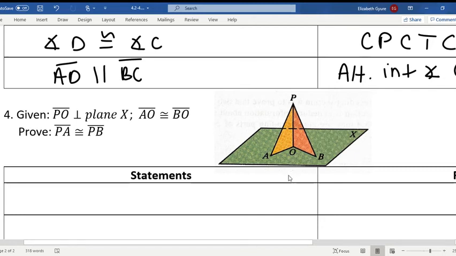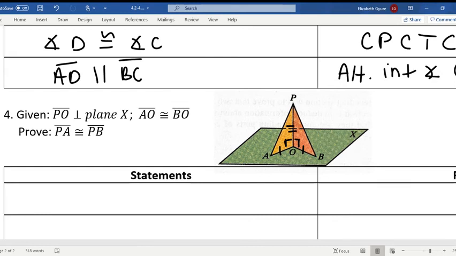So if it's perpendicular to the plane, what else would it have to be perpendicular to? Which other segments here go through point O? Ella? Yeah. Segment AO and segment BO. So will those have to be right angles? Will they be congruent? Absolutely. Okay, we're also given that segment AO is congruent to BO. So there's a set of congruent sides. What else? Ella? Yeah, which side do they share? Yeah, they share segment PO.